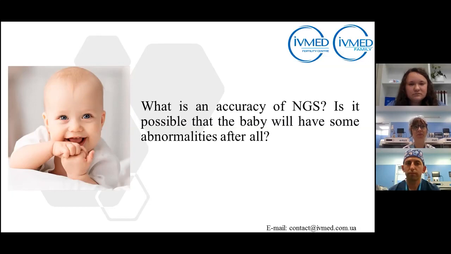It is evaluated to be 99.9% accurate, but still we should remember that it is testing for so-called chromosomal abnormalities. It means that it will show the pathologies of genetic material of a quite big size. You are not able to test for so-called gene diseases like cystic fibrosis or spinal muscular atrophy.